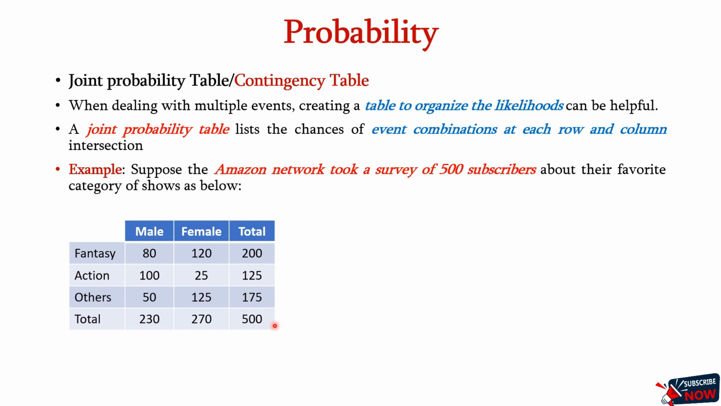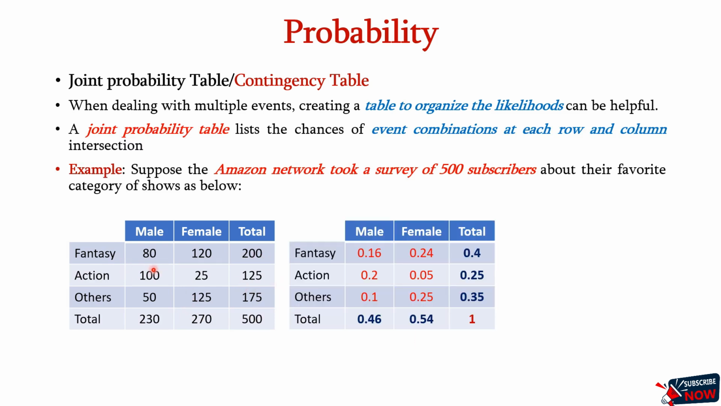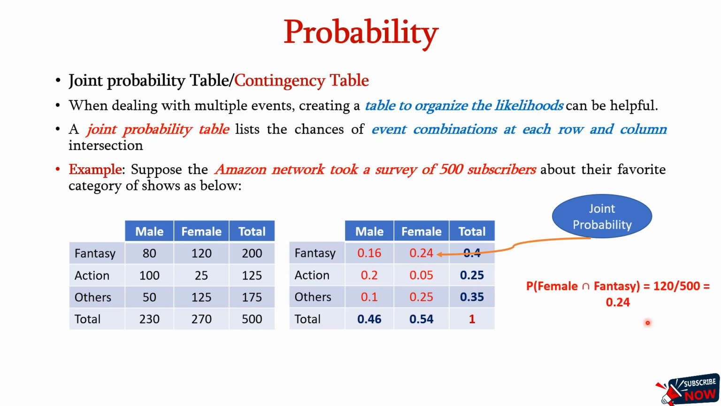Totally we have 500 subscribers. So the number of male watching fantasy is 80, female watching fantasy is 120. So like this we have for other shows also. So this can be expressed in terms of probability like this. So here we are dividing each cell by the total number of subscribers. So the probability of male watching fantasy show is 0.16, which is nothing but 80 divided by 500. And female watching fantasy show is 0.24, which is 120 by 500. So this probability of female watching fantasy show, this intersection is called as joint probability.